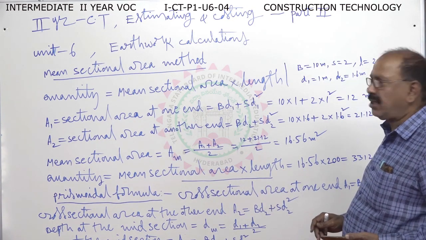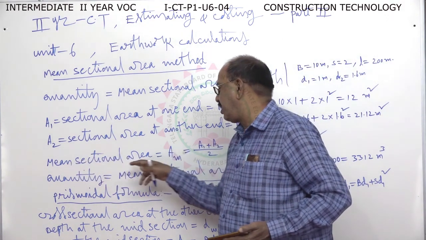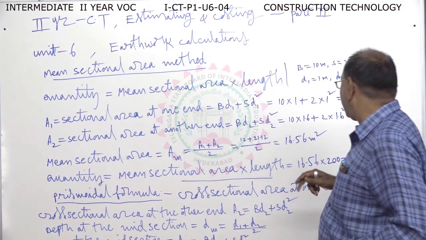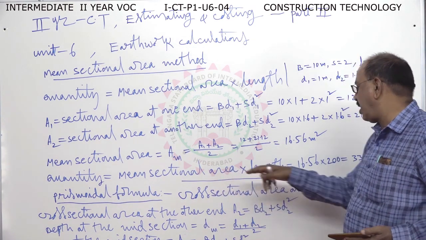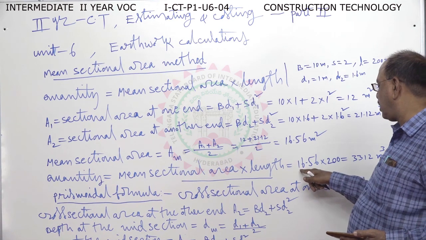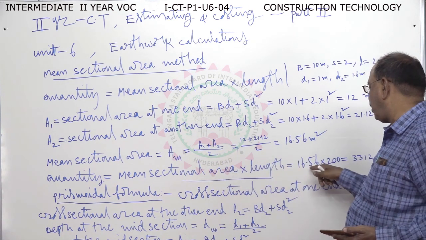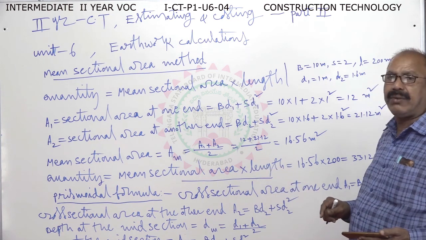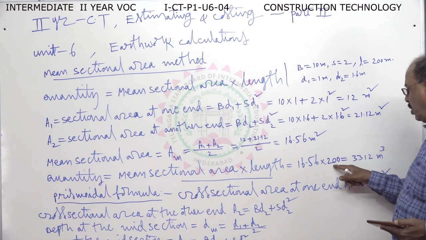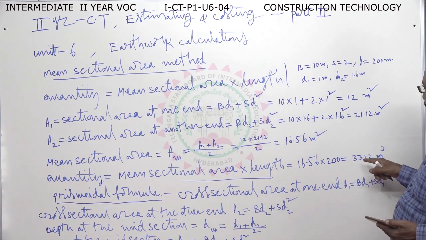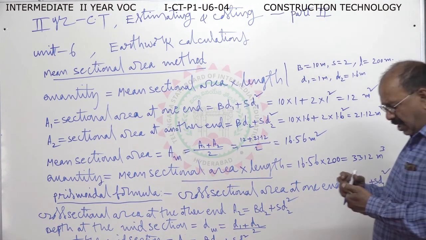Mean sectional area, have we calculated? Yes. We have calculated here. Mean sectional area, that is equal to AM, that is equal to 16.56 meters square. Substitute the mean sectional area 16.56, into length of the road. Length of the road, how much is given? 200 meters. 16.56 into 200 is equal to 3312 meter cube. With the calculator, I will check.